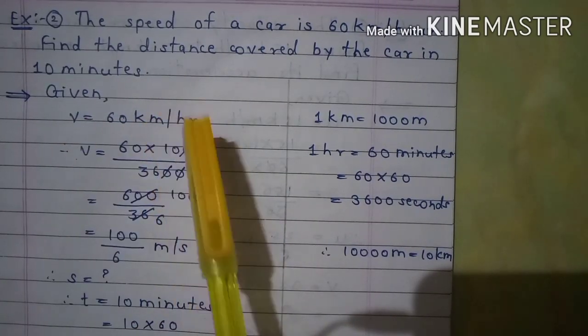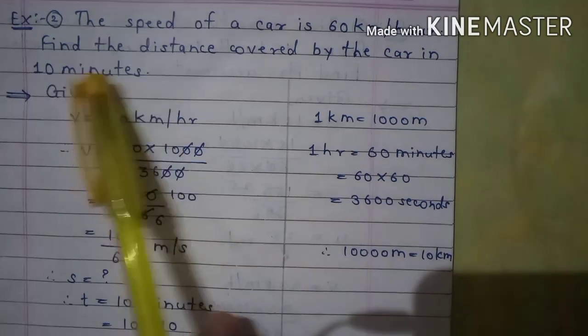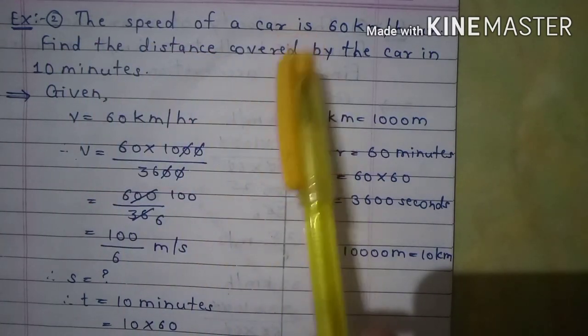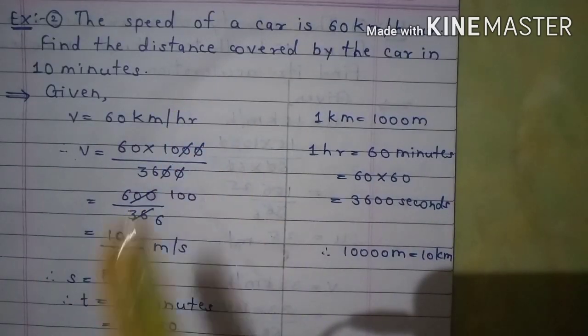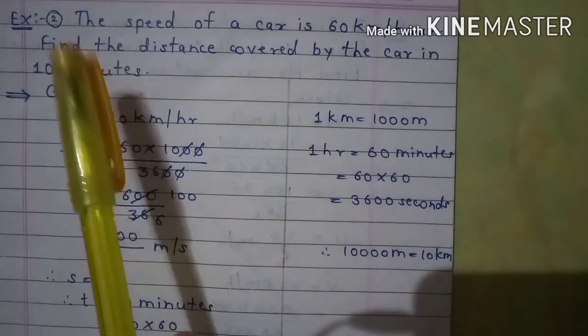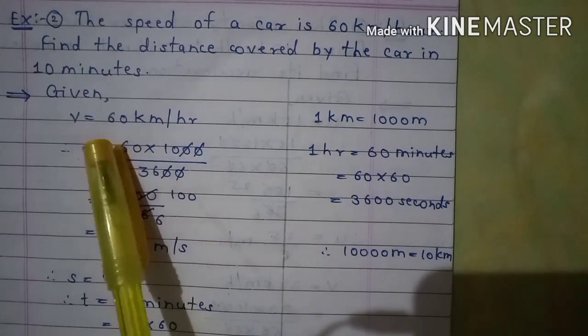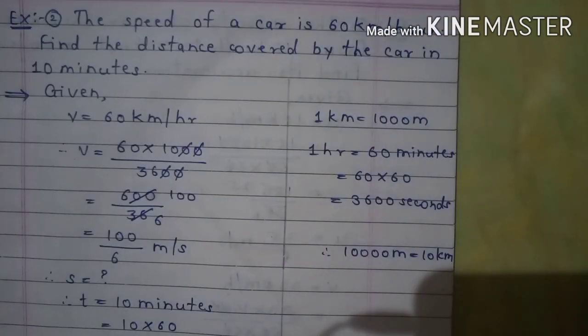Now this kilometer per hour we have to convert into meter per second. Why do we have to convert? Because we have to find the distance covered by the car in 10 minutes. Obviously we have to convert these hours into minutes, because here time is given in 10 minutes and the speed of the car is in hours. So we have to convert this. Now how to convert kilometer per hour, that I will tell you.